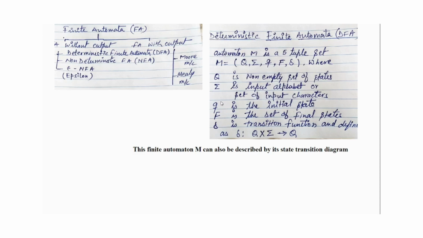So every automaton will have an initial state which is represented by q. This is the initial state. So the machine will have only one initial state. The machine cannot have multiple initial states. Whereas this capital F is a non-empty set of final states. A machine may have more than one final state. So it should have at least one final state, but a machine may have more than one final state.